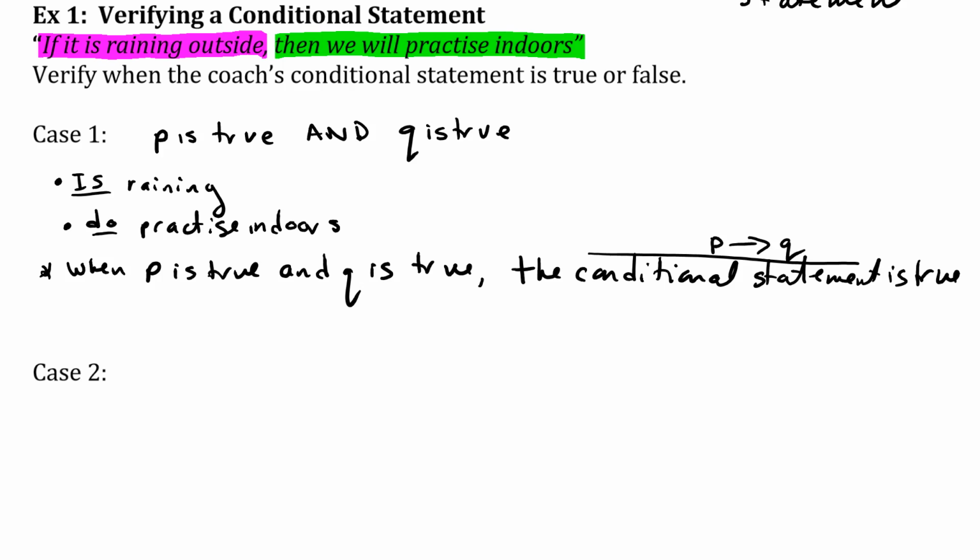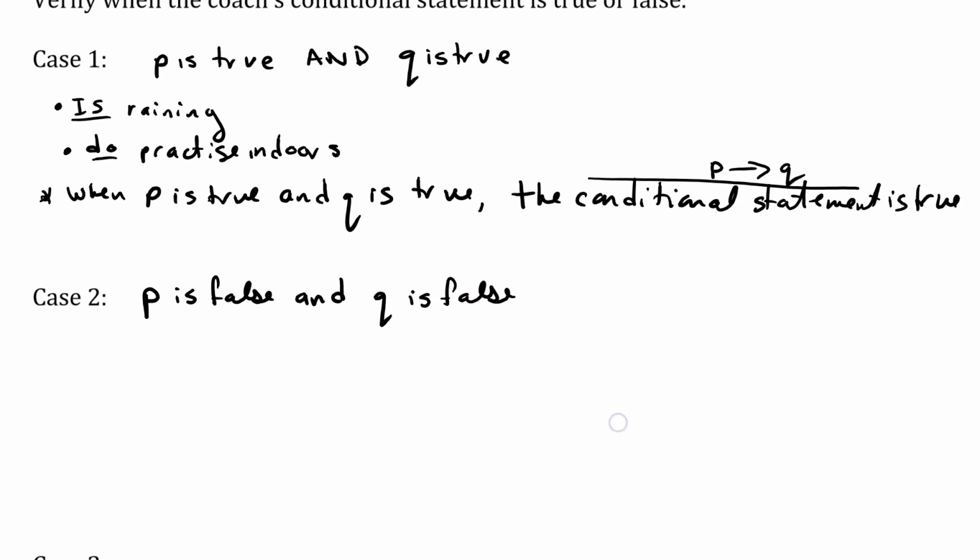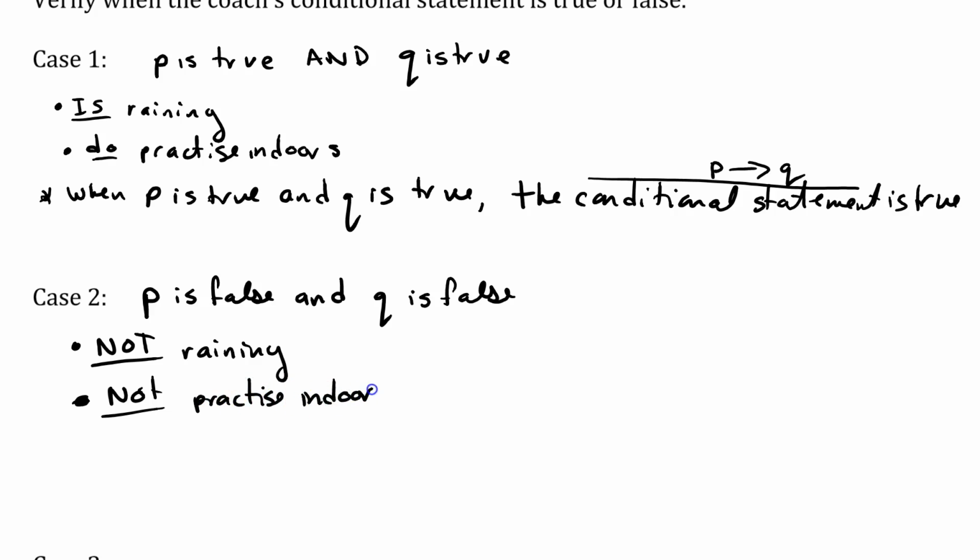Case 2 is when the hypothesis is false, so P is false, and the conclusion is false. That means it is not raining, and we do not practice indoors. You have to think about this as true as well. P implies Q is true.